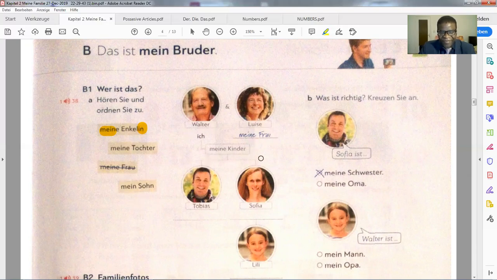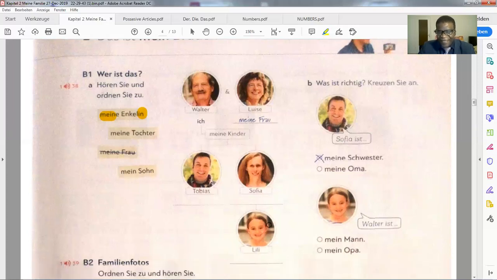Meine Kinder means my children. Then Lily here. B. Was ist richtig? What is correct? Kreuzen Sie an. Cross out. Sophia ist. Okay, of course, don't forget there is a CD playing. So, of course, this guy is saying something, but don't worry, I'm here to define everything for you. Sophia ist meine Schwester, my sister.